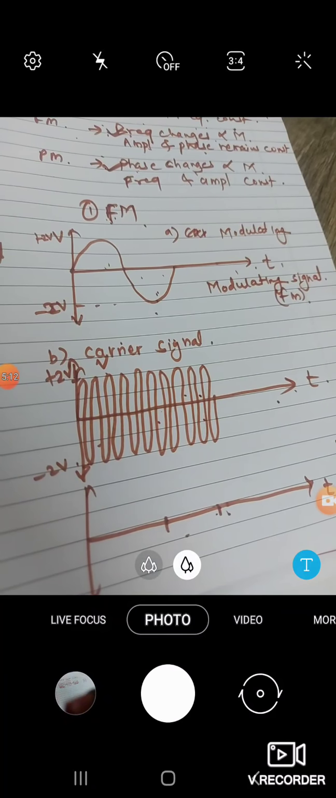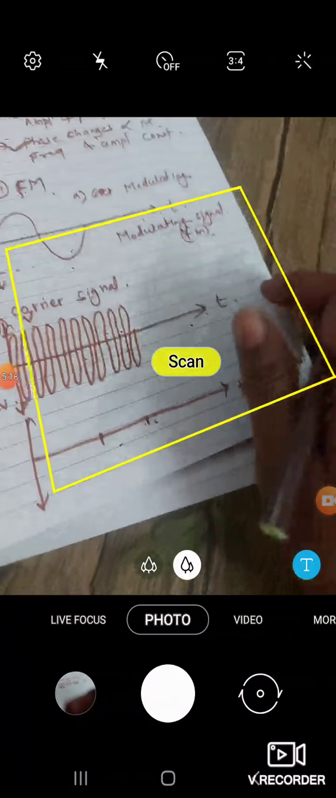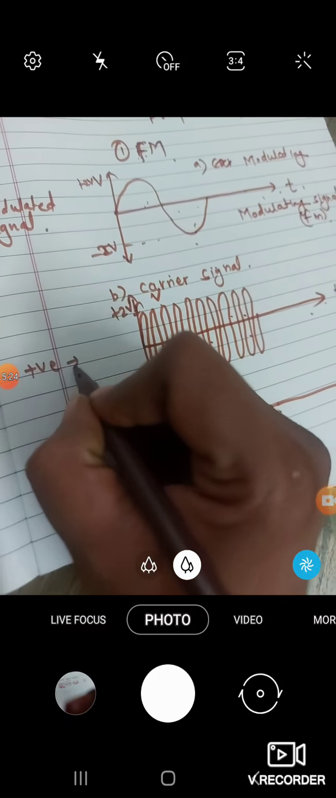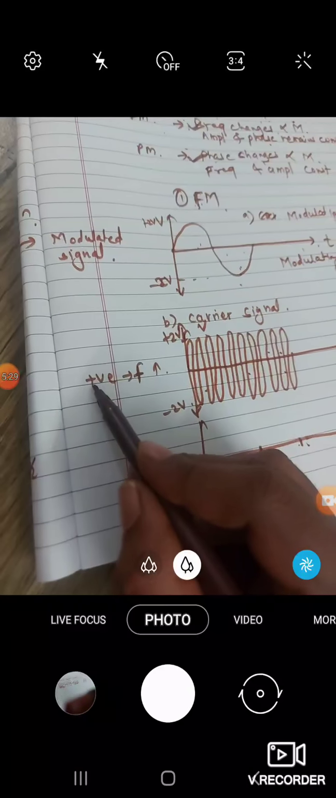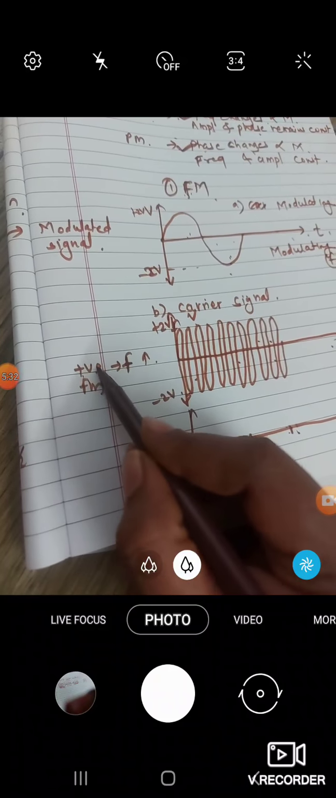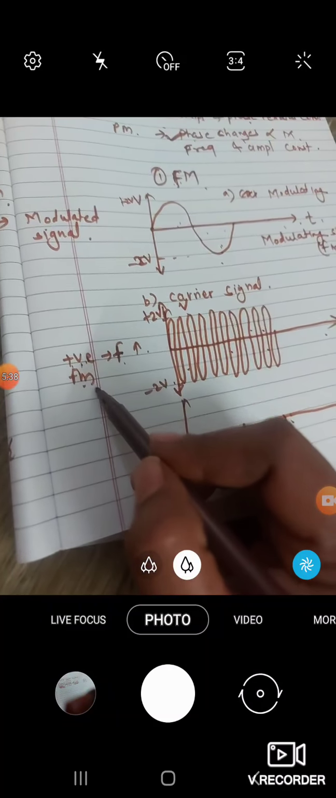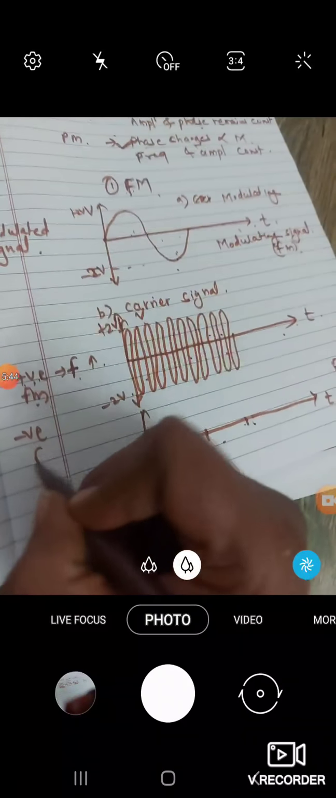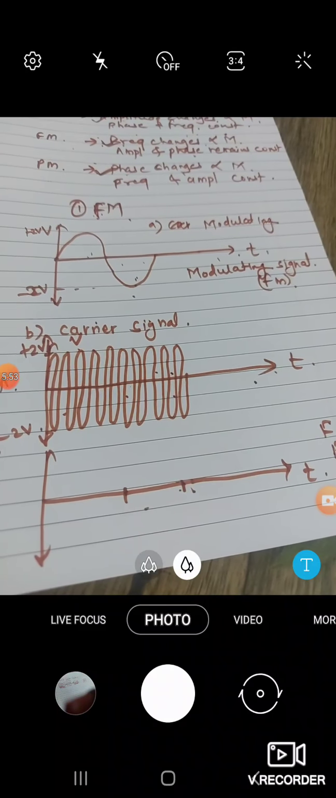So let us see what happens in FM. So in frequency modulation, what is the concept? I will write here. In FM, when the positive half cycle is there, frequency is increased. So already I am explaining, so writing in short. For the positive half cycle of this modulating signal, the frequency of FM increases, and for negative half cycle of this modulating signal, the frequency of the carrier signal is reduced. That is the concept of frequency modulation.